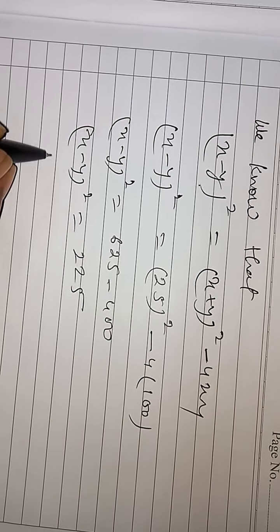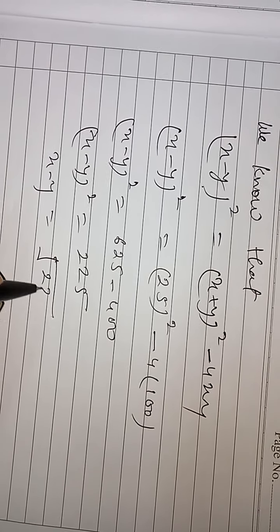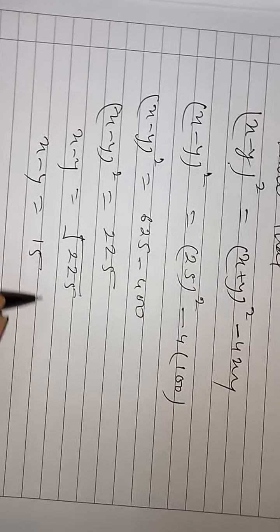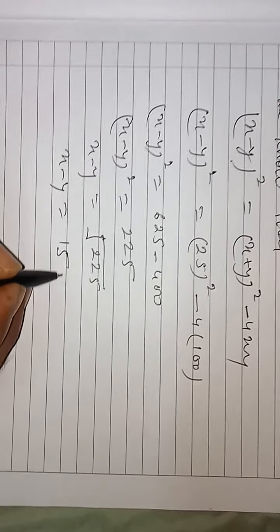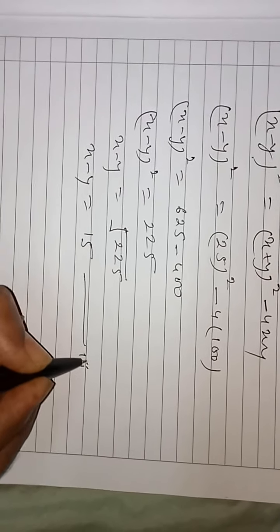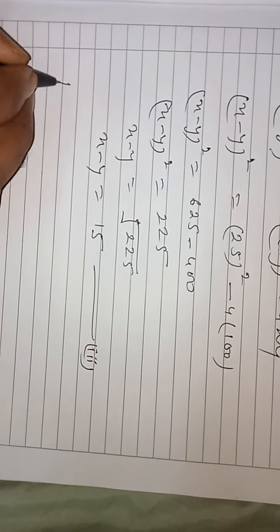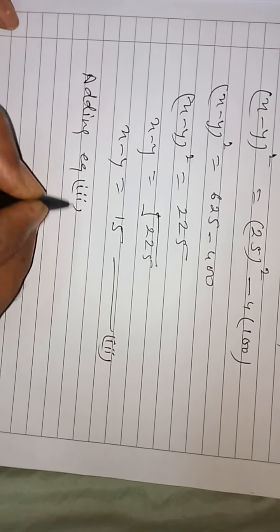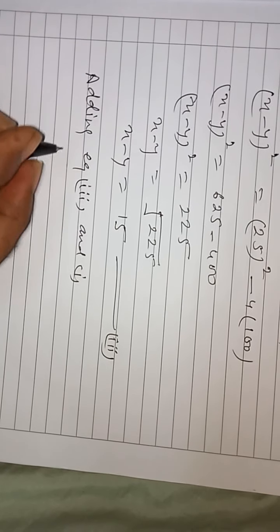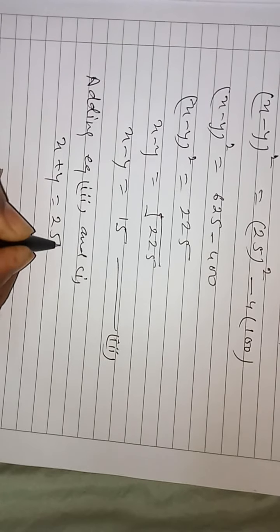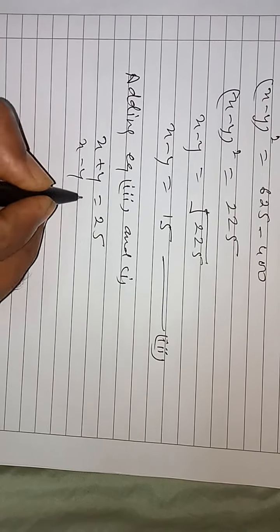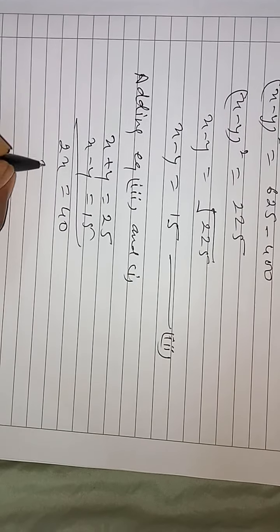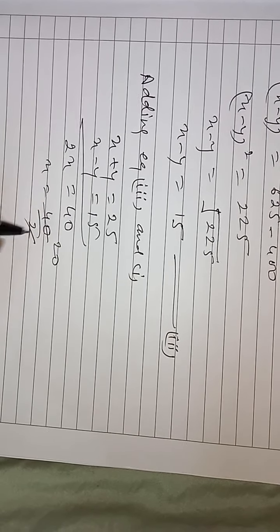Now eliminating the square, x - y = √225. When we remove the square, it goes into a square root. So x - y = 15, because the square root of 225 is 15. And now this is equation third. Now adding equation third and first: the first equation was x + y = 25 and the third equation is x - y = 15. Now y is cancelled, 2x = 40, so x = 40/2 = 20. So x = 20.